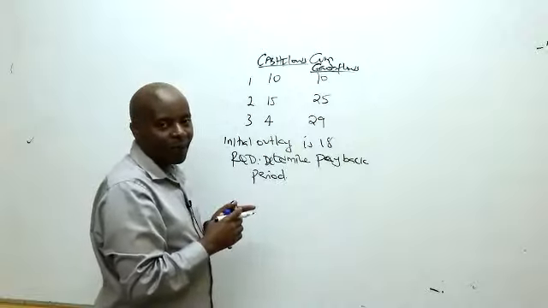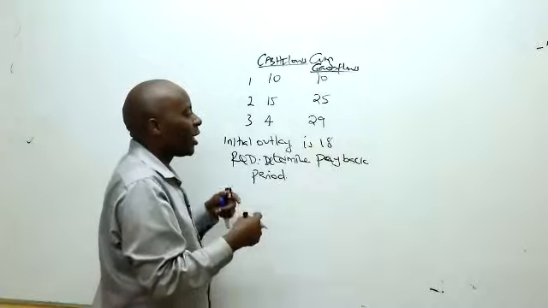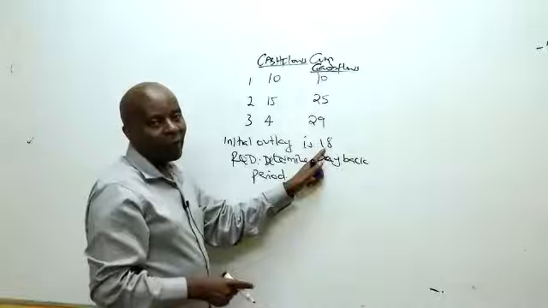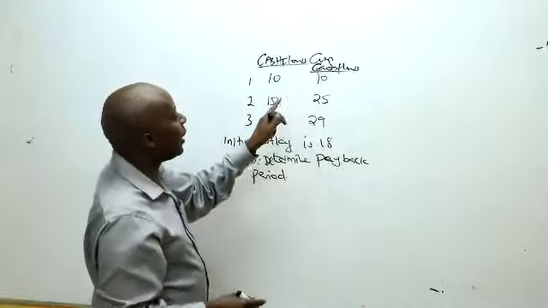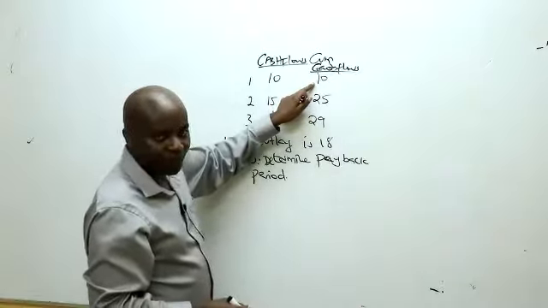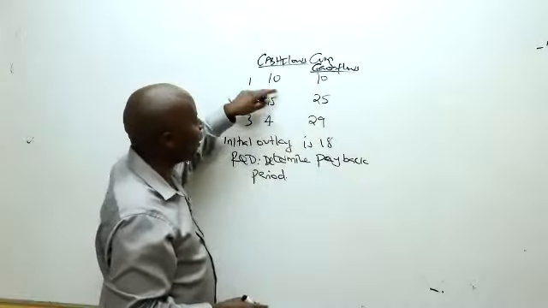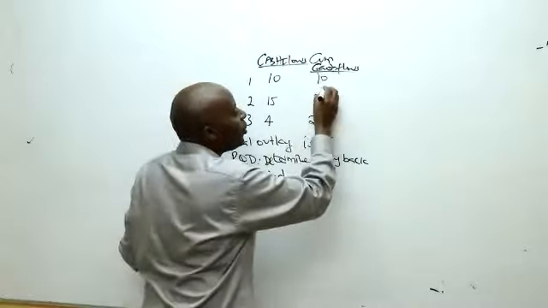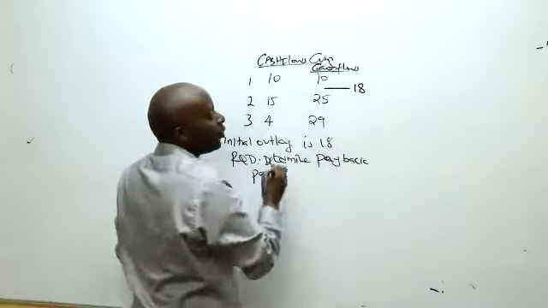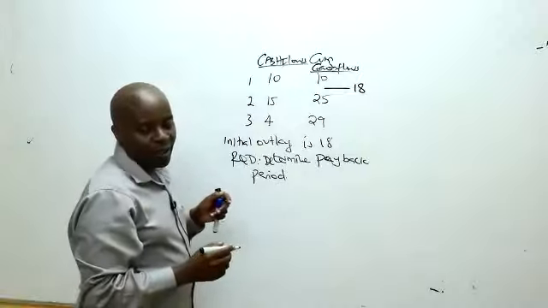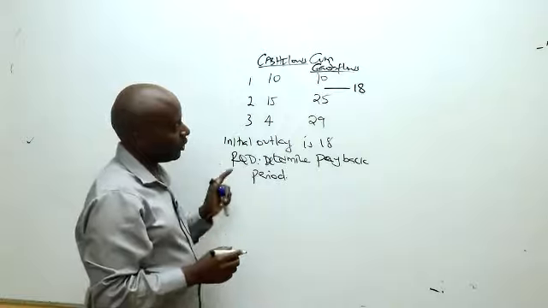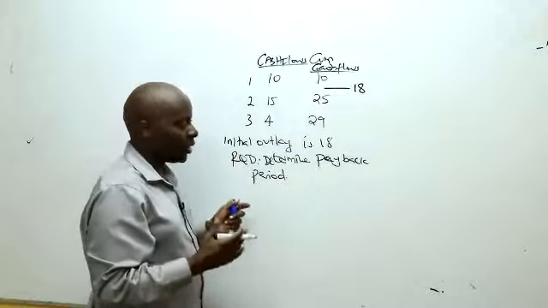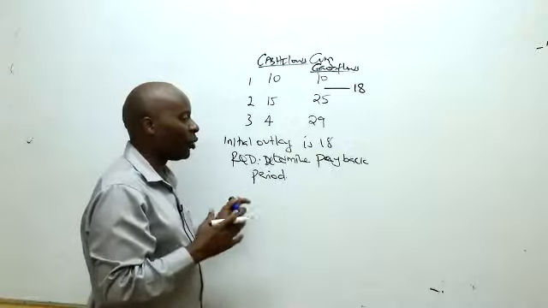Now I want to look at how long it will take us to recover the initial outlay of 18. In the very first year, I will be able to recover 10. In the second year, I will be able to recover more, but I want exactly 18. So 18 is in between 10 and 25. We are writing this at the back of our book so that we can bring everyone up to speed with what we shall be doing today.